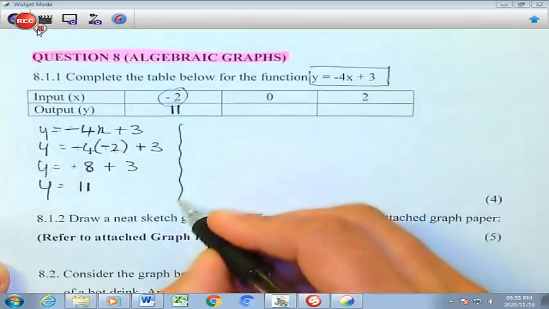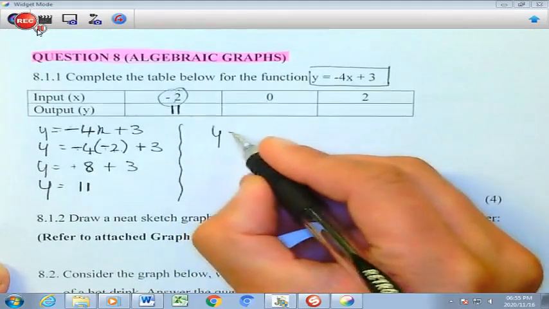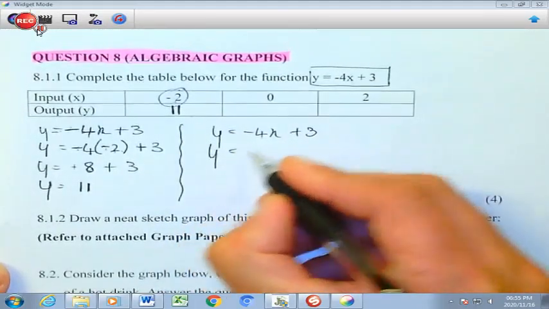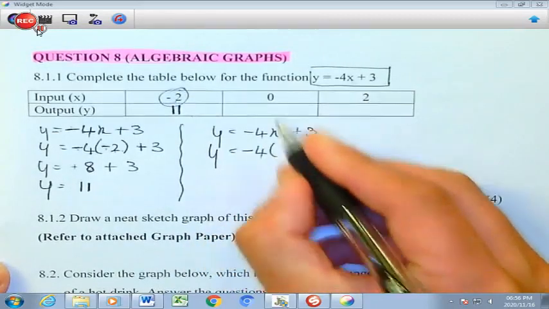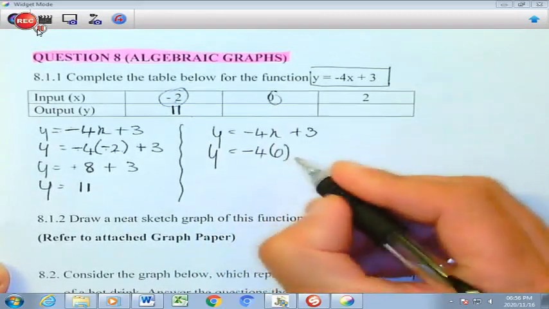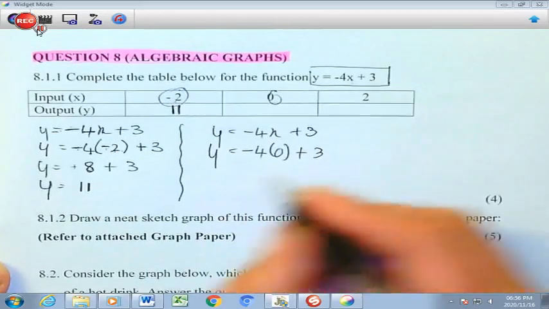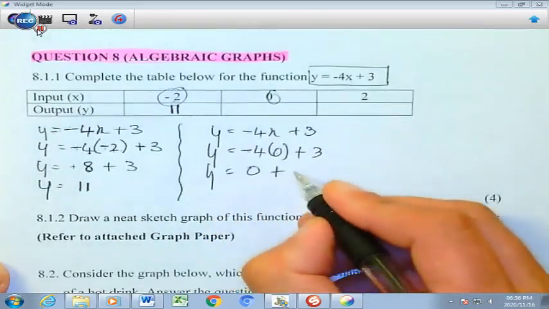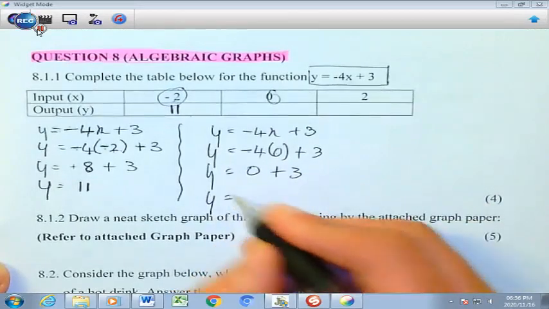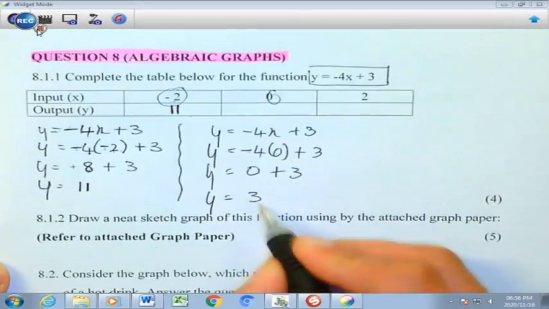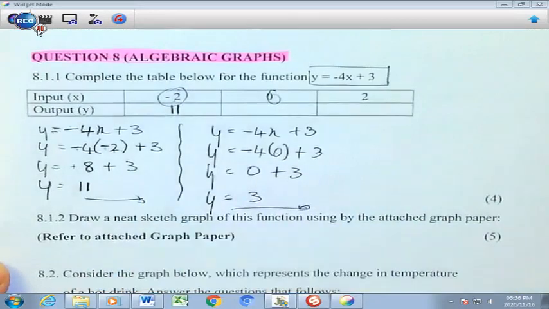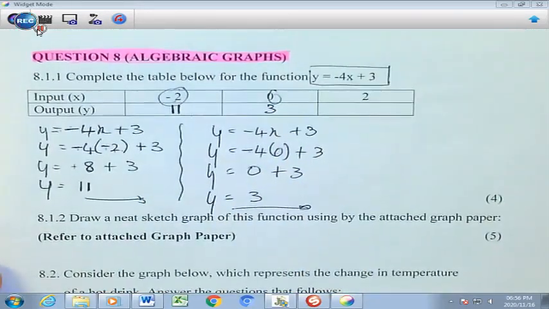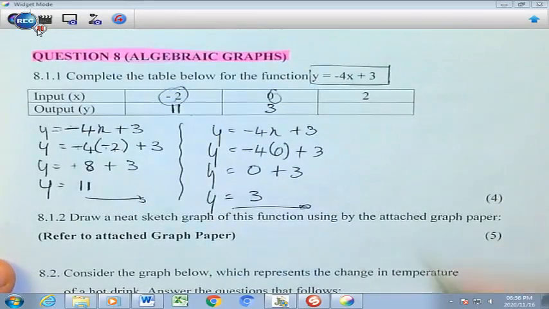So now we're going to do the other one. You're going to write y equals negative 4x plus 3. Y equals negative 4, and you simply put 0 in that bracket, plus 3. Y equals negative 4 times 0, that's going to be 0 plus 3. Y is going to be 3. Okay, that is basically your answer that you're going to put into that bracket.